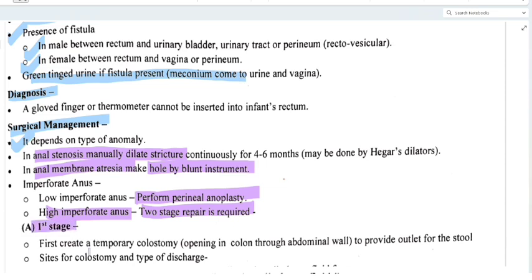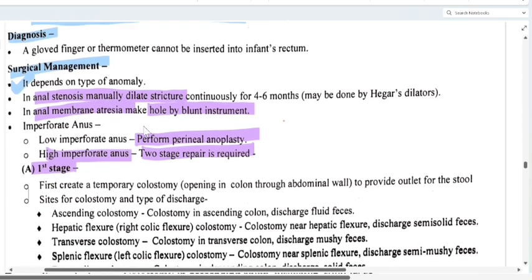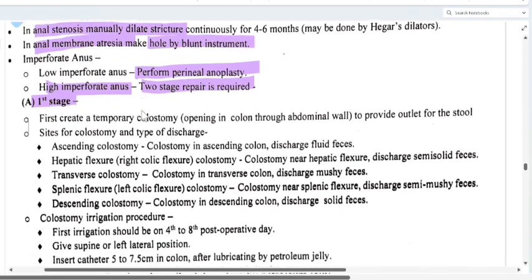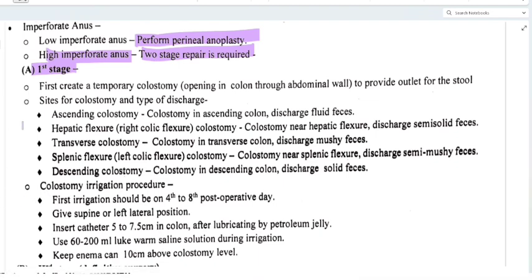First create a temporary colostomy: opening in colon through abdominal wall to provide outlet for the stool. Then sites for colostomy and type of discharge. See, first में क्या कर रहे हैं? हम एक temporary colostomy बना लिया, ठीक है. Now opening in colon through abdominal wall to provide outlet for the stool. Then sites for colostomy and type of discharge.